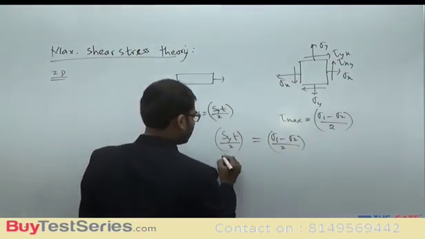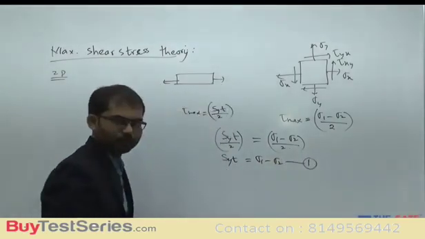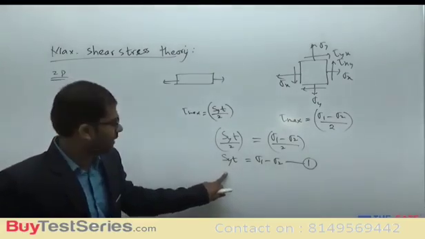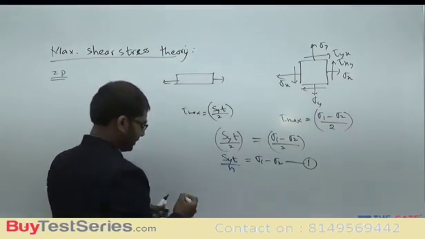If you simplify this relation, you're going to get SYT is equal to sigma 1 minus sigma 2. This is equation number 1. Just like we got equation number 1 in the previous theory of failure, we are getting equation number 1 in this case here. SYT is equal to sigma 1 minus sigma 2. And if you are going with a factor of safety, you will have n here.